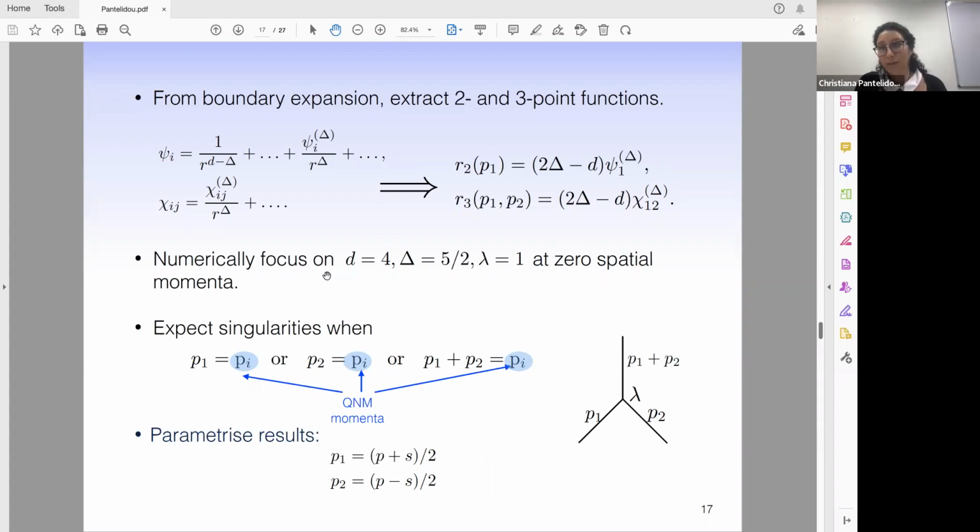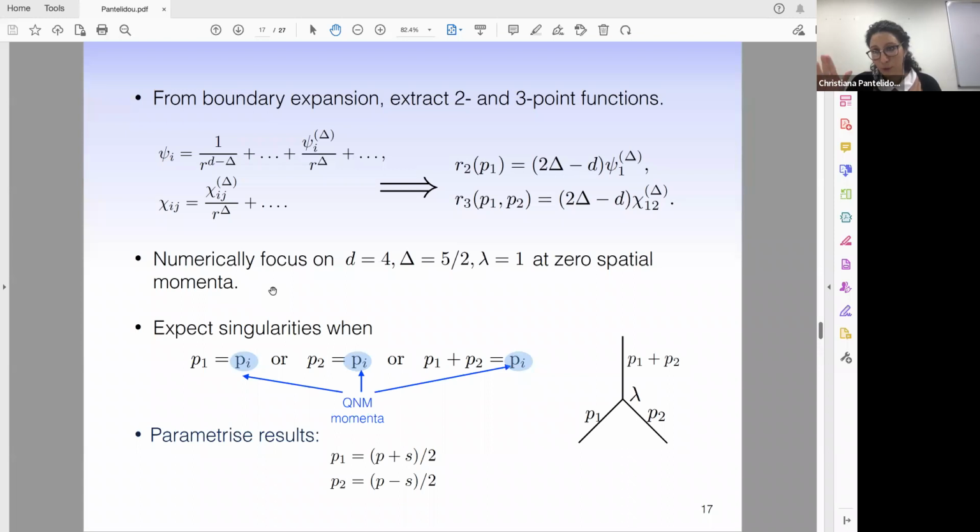And in order to do the numerics, you need to fix the details of the theory. So in particular, we fix delta equal to 4. We fix the scaling dimension to be 5/2, for no obvious reason, just the value we picked. And the amplitude of the nonlinear interactions, remember we have lambda phi cube interactions, we've set lambda to be 1. And for simplicity, we did this calculation at 0 spatial momentum. Okay, so this is the calculation that we did.